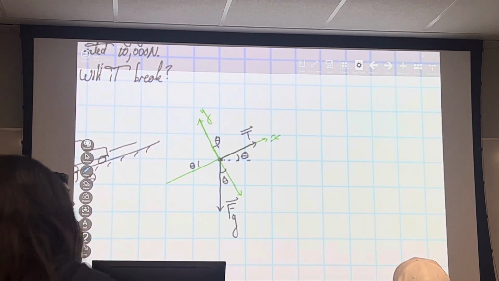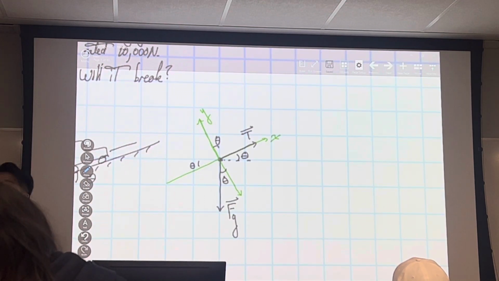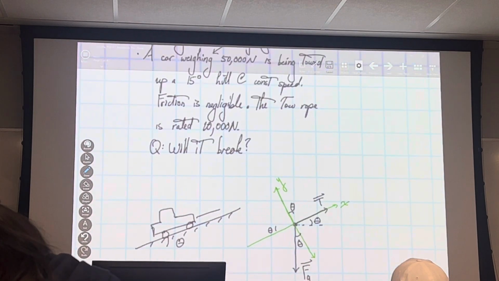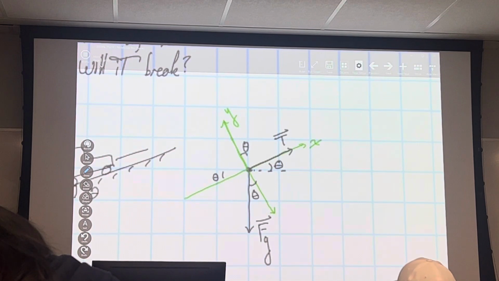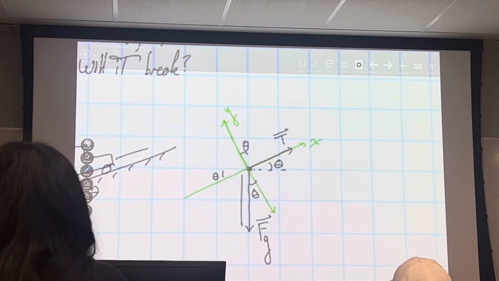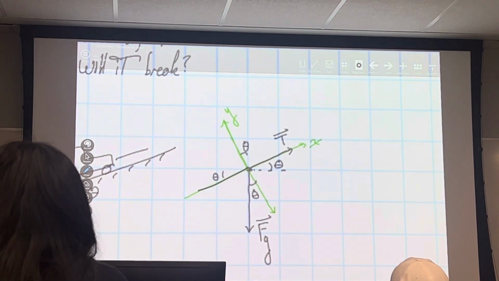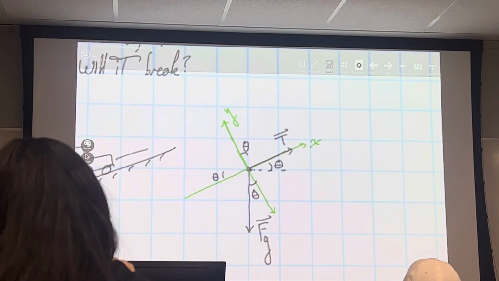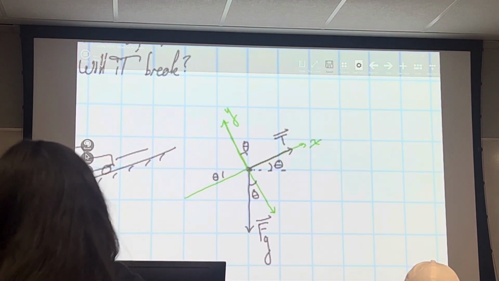What other forces do we have? Friction is negligible. Although, if there was friction, which direction would it be? It would be acting downwards. Down slope. So the negative x. Yeah, it would be negative x. If there was friction, it would operate that way, but the problem is directly telling us it is actually negligible. So we ignore it. Anything else?